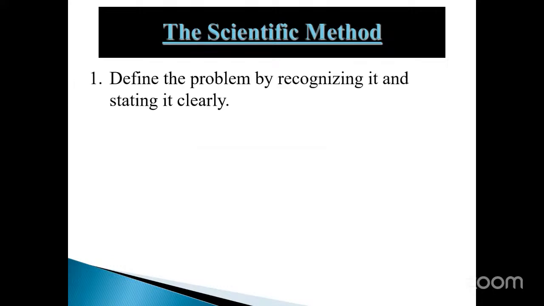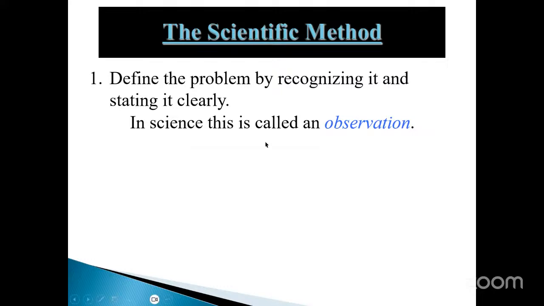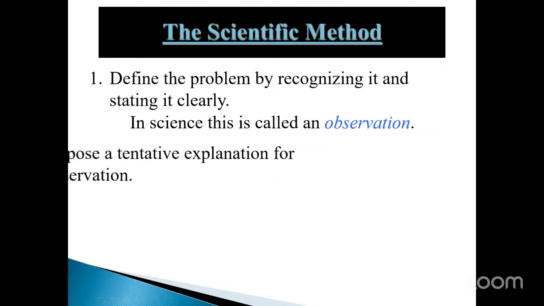Now, the first step in this process is what we call the observation. This is where you use your senses, your eyes, your ears, and so on, to observe what is happening in a particular system. So you're going to define a problem by recognizing it, and you're going to state it clearly, right? The next step we call the hypothesis.